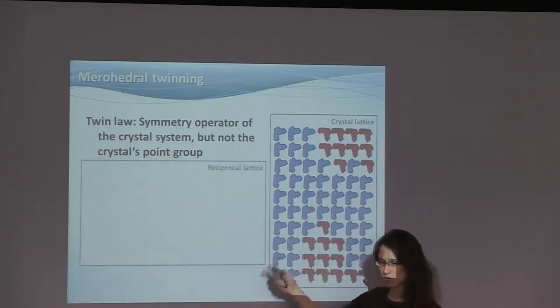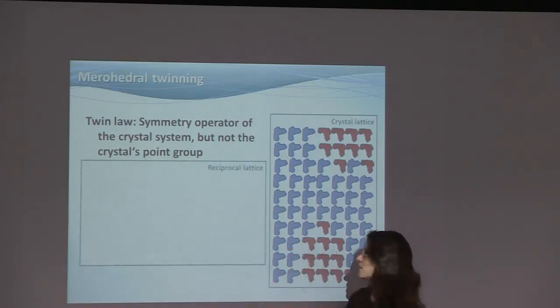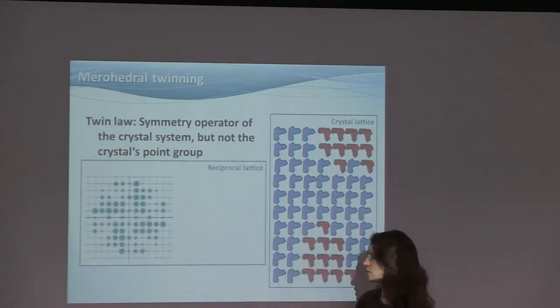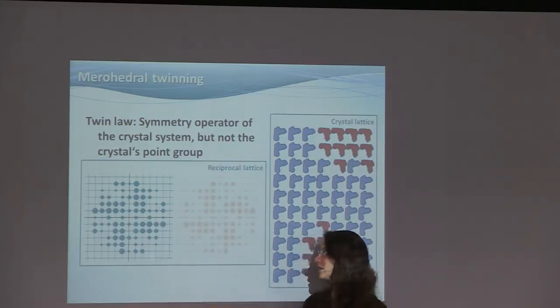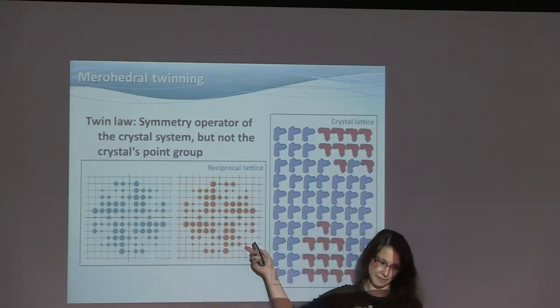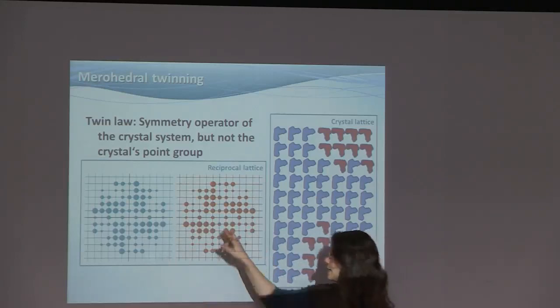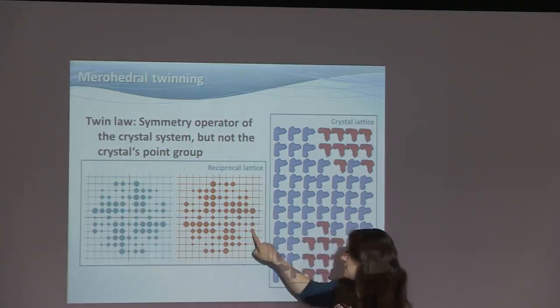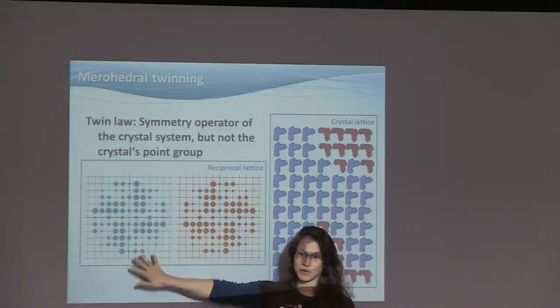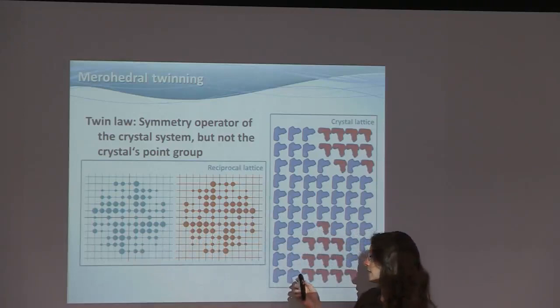If I show you a slice of reciprocal space, a reciprocal plane, the blue domain may give us a diffraction pattern like this one. The red domain may give us a pattern like this one. As you can see, this has fourfold symmetry through the middle. So that point is repeated here and here and here. And this one is just oriented differently.